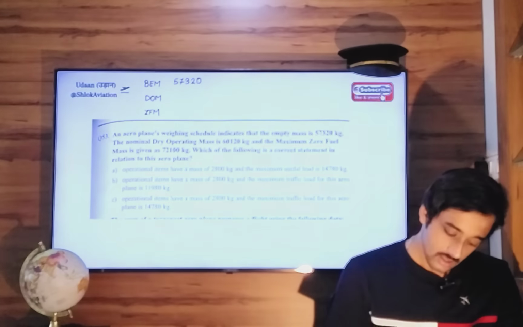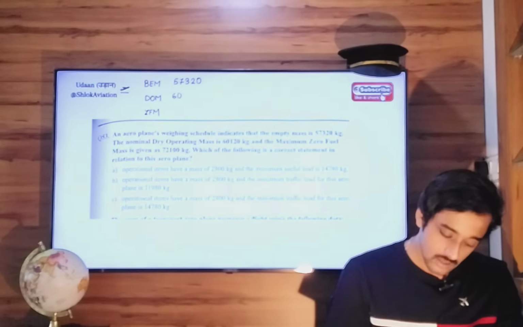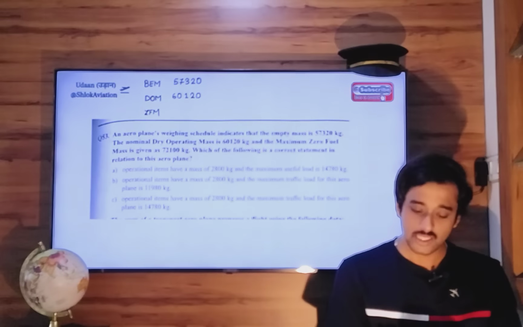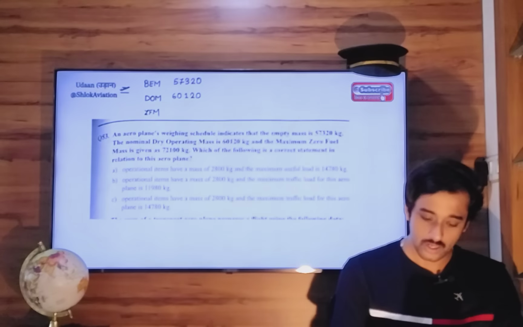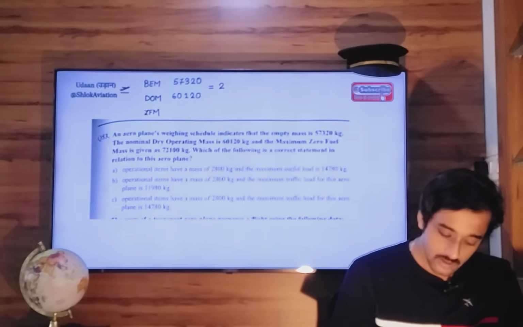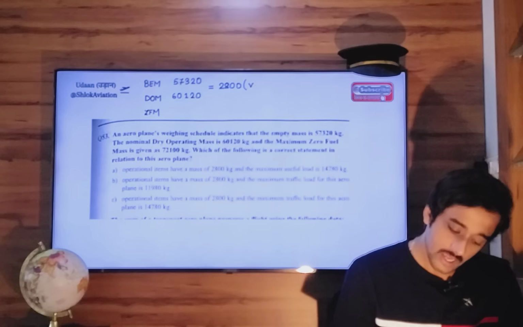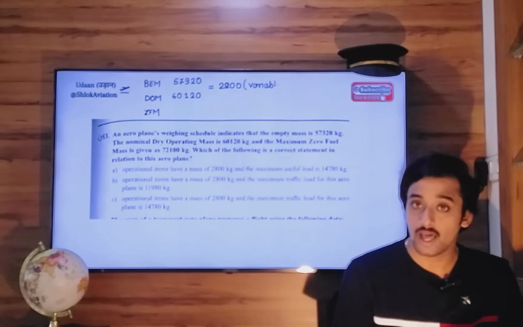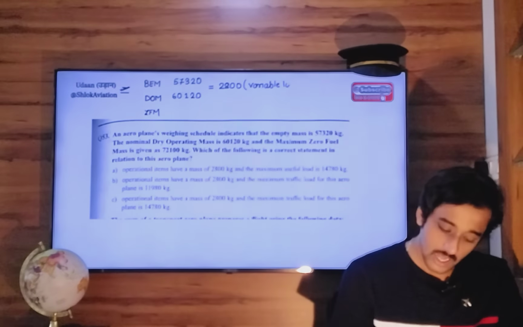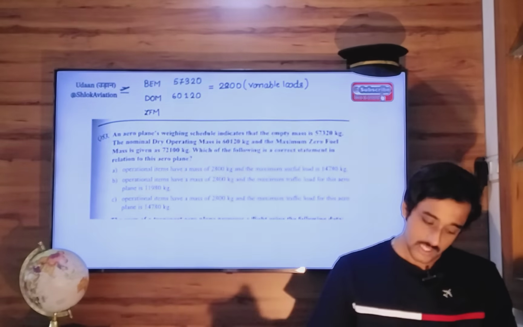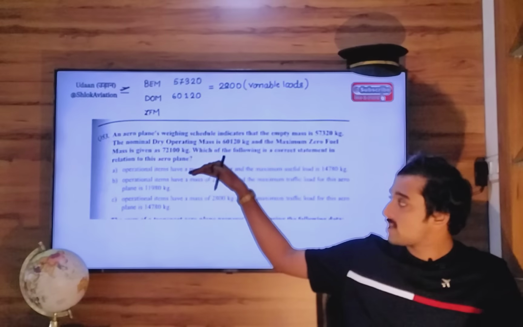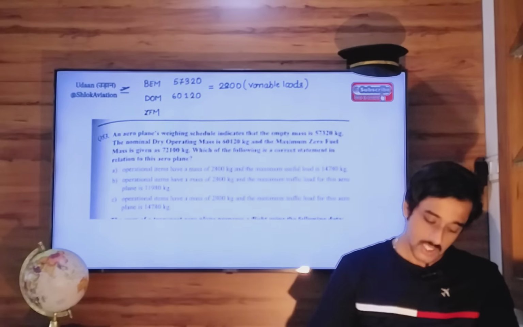It is 57,320. Dry operating mass 60,120. Now the difference between them is your variable loads, right? So 60,120 minus 57,320 is 2,800. This is nothing but your variable loads or operational items, which include crew, baggage, food, water, etc. Okay, so this is correct. So the first part of all these three statements is correct.